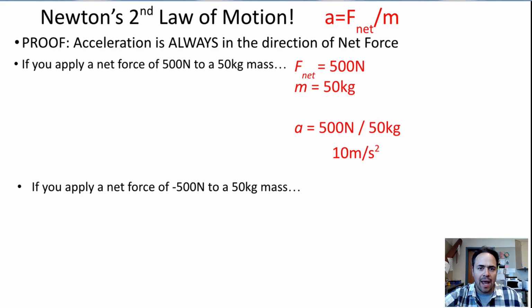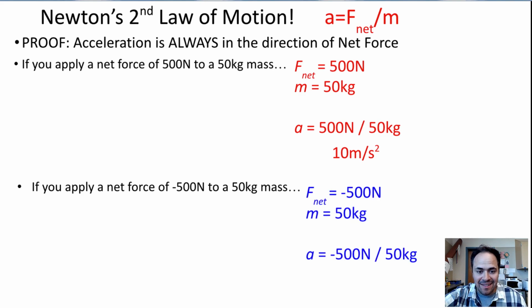Let's say we apply a negative 500 newtons of force, so 500 newtons in the opposite direction, to that 50 kilogram mass. Well, when we run it through the formula this time, look what happens. We end up getting a negative acceleration, again, in the same direction as our negative net force.